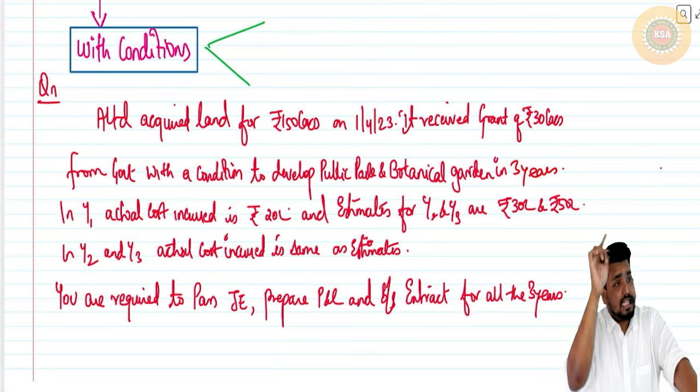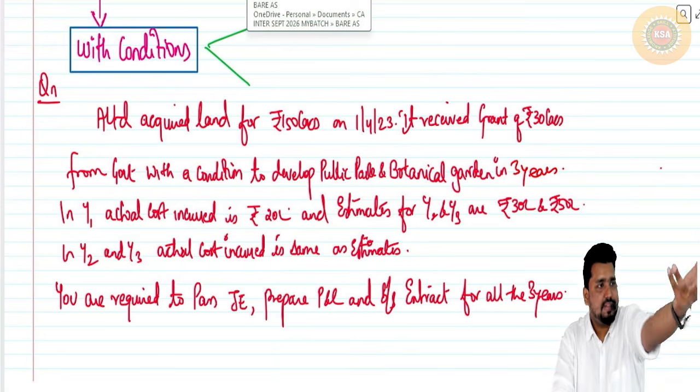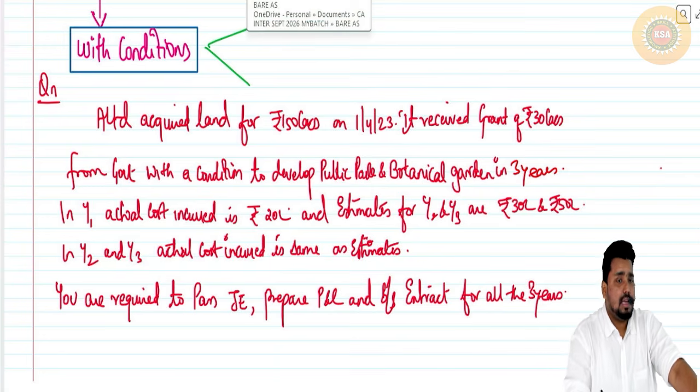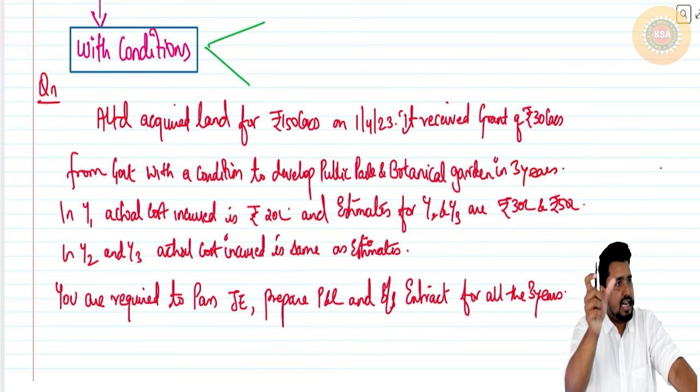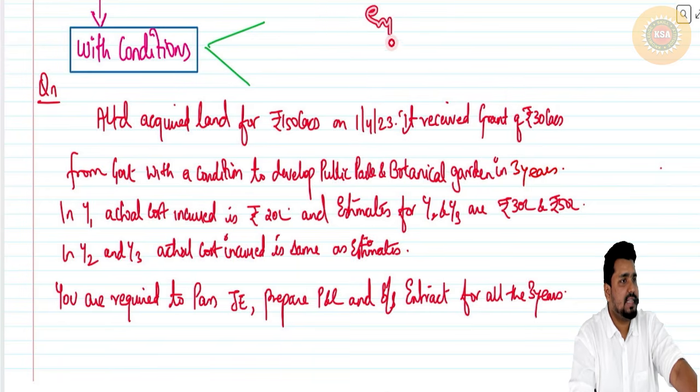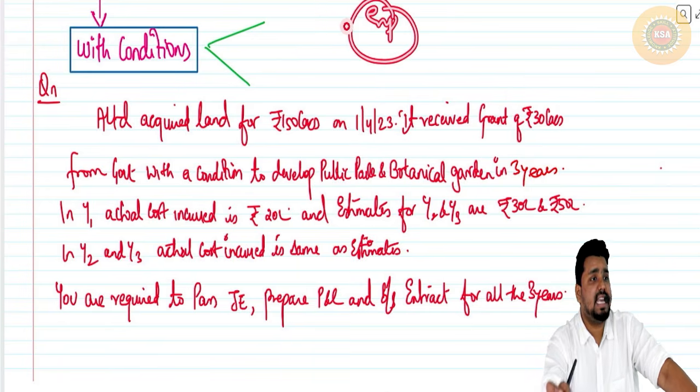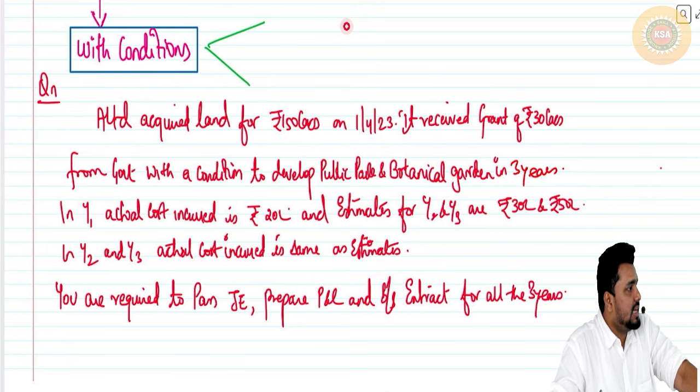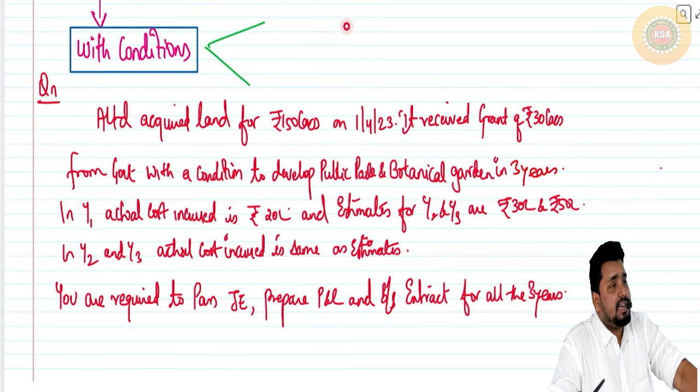If such a restriction is there, where we are not required to spend anything, then whatever is the restriction or conditional period, this 30 lakh will be taken over a period of 5 years directly. Because expenditure is not there, there will not be any expense ratio. Clear?